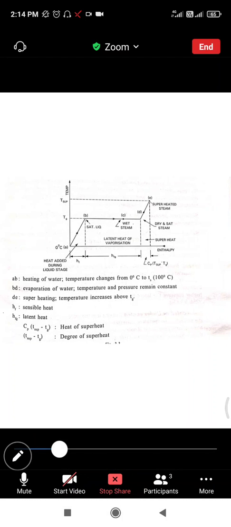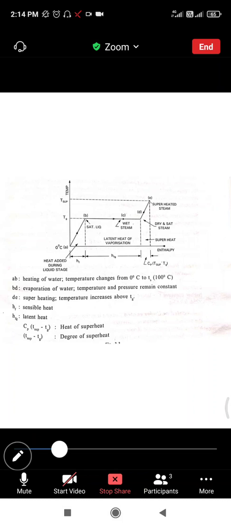What is the saturation temperature? I have said Tg. What is the degree of superheat? In degree of superheat, we have the saturation temperature; it is the temperature difference between the actual temperature and saturation temperature. Let's discuss this saturation temperature.